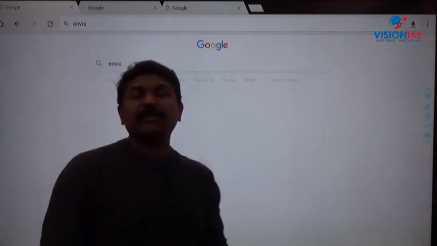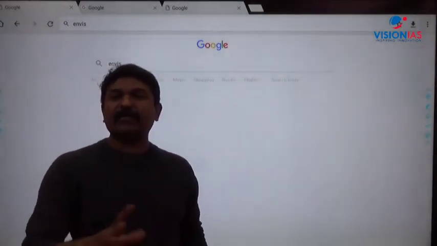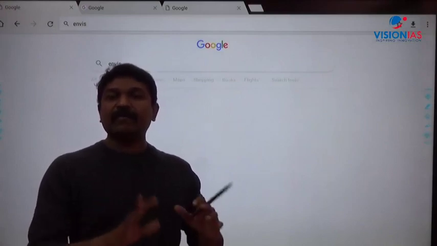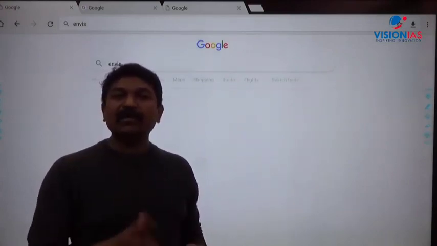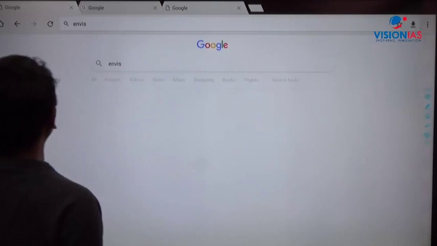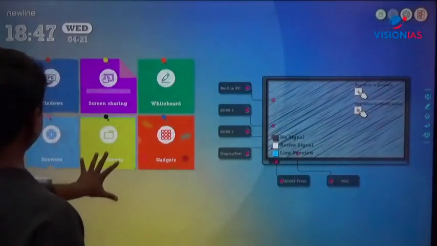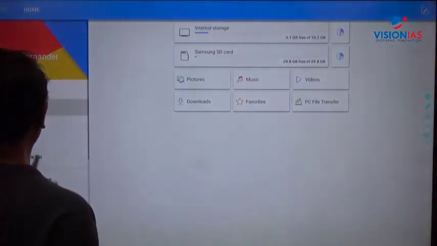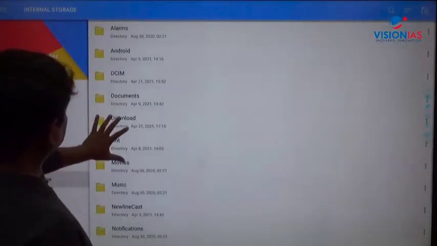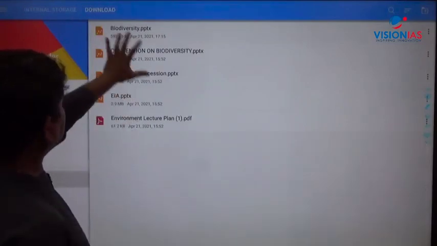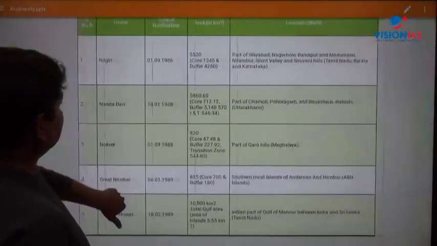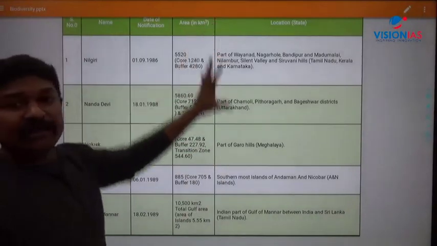Okay, maybe you check this one. Definitely it will be working. You just go for ENVIS Biospheres. You will get all the list of biospheres. How it will be? Let me show this one. This is the one. It will be showing like this.